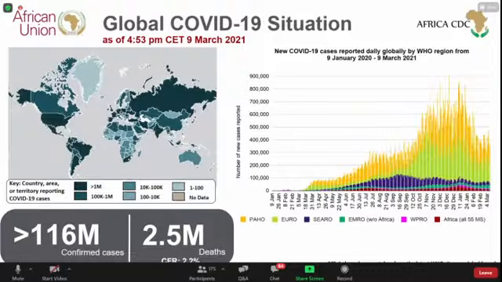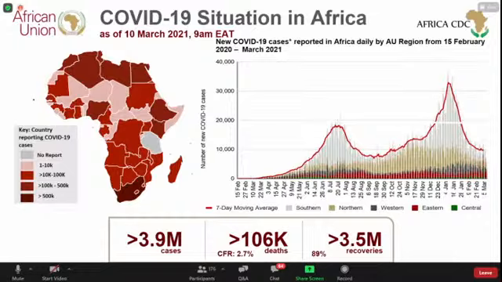This slide focuses on Africa. The map shows the distribution of cases in Africa by country. The darker red colors show countries that have reported more than 100 to 500,000 cases. The graph to the right shows the distribution of cases reported daily, and the red line shows a 7-day moving average.